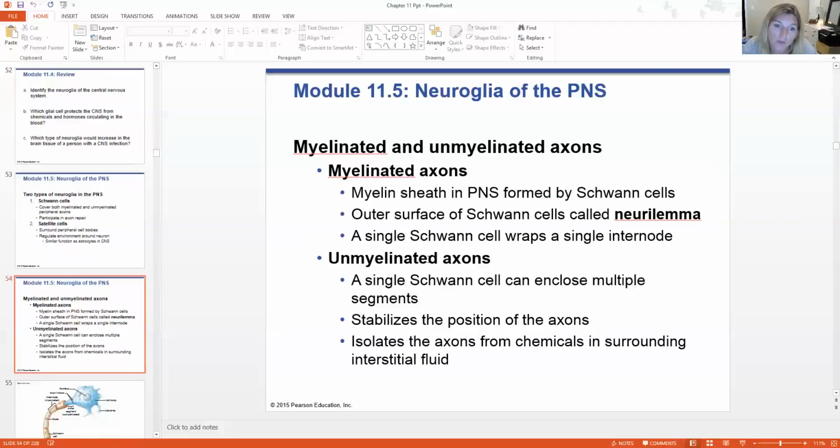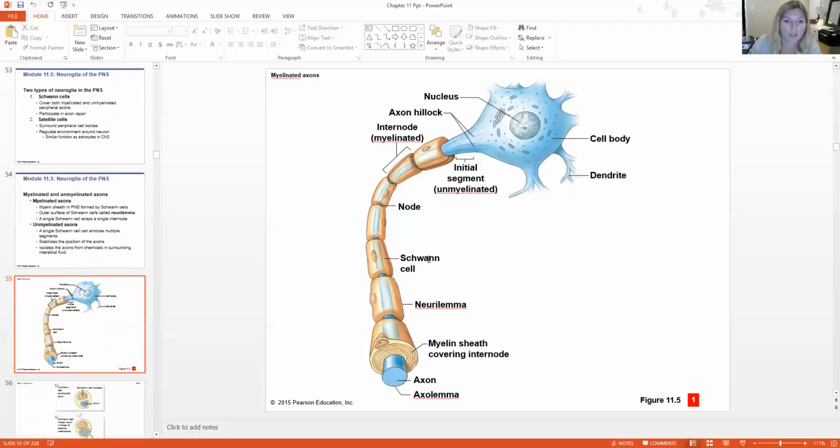Unmyelinated axons in the peripheral nervous system will basically not be as chemically isolated, and they'll propagate their action potentials much slower. A single Schwann cell can enclose multiple segments of these unmyelinated axons. They help to stabilize the position of axons, and as I mentioned, they help to isolate the chemical boundary of the surrounding interstitial fluid. Here you see the myelinated axon and unmyelinated nodes.